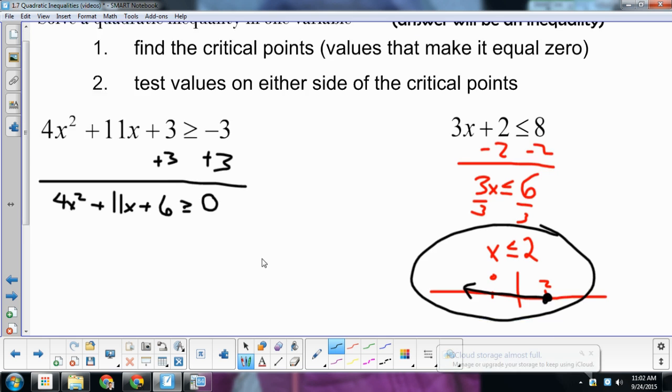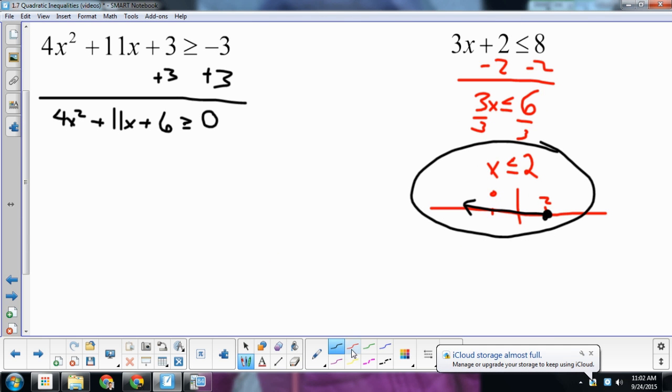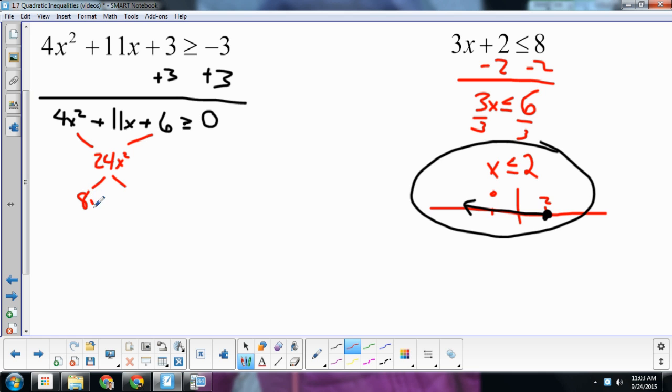There's a number of different ways you could do that. One of them would be factoring or the quadratic formula or the British method. I'm going to use the British method for this one just because I believe it's going to work fairly quickly. 4x squared times 6 is 24x squared. Split that into factors that add up to 11. We're talking about 8x and 3x. Bring down the outside terms, which are 4x squared and 6.